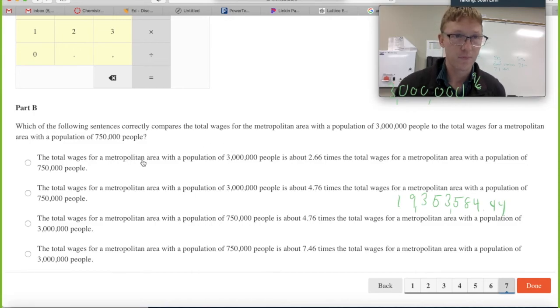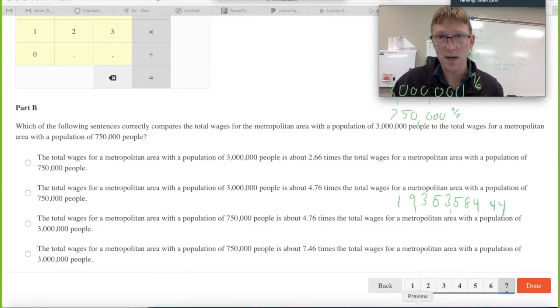So which of the following sentences correctly compares the total wages of a metropolitan area with a population of that many people to the total wages for a metropolitan area with a population of that many people? Okay, so they want us to compare the two. So we've got our top number. So we're going to make a fraction. We're going to make a ratio. And we need our bottom number of 750 to the power of 9/8.